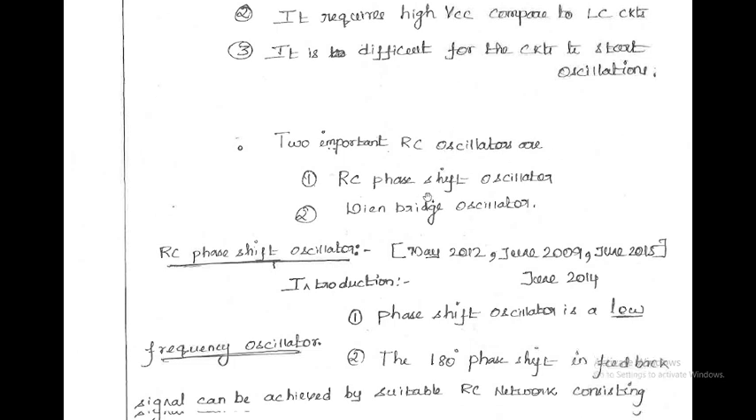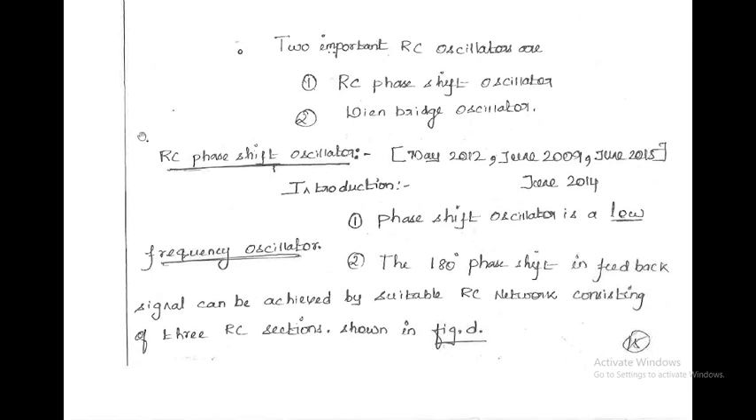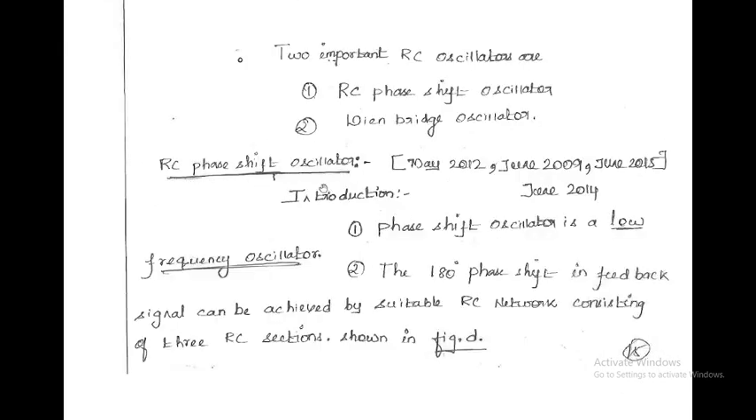So let us see the first type of RC oscillator. The first type is called the RC phase shift oscillator. So first of all, what is meant by phase shift? Okay, so the phase shift oscillator is a low frequency oscillator. In this RC phase shift oscillator, for maintaining the sustained oscillations, we need 360 degrees of phase shift.